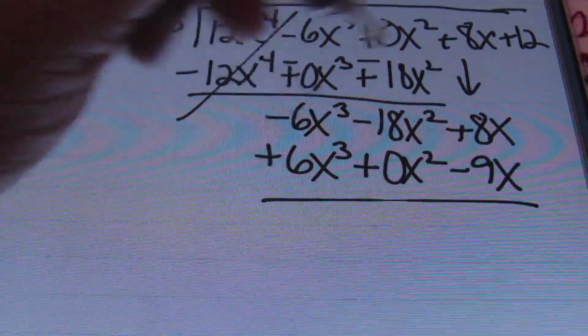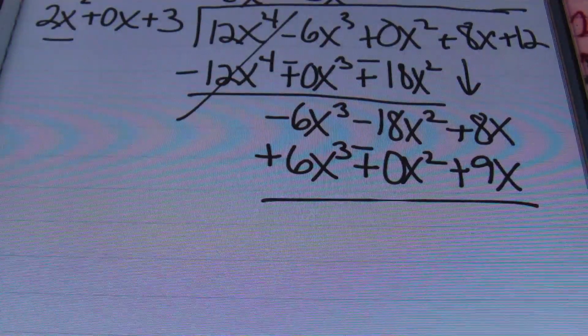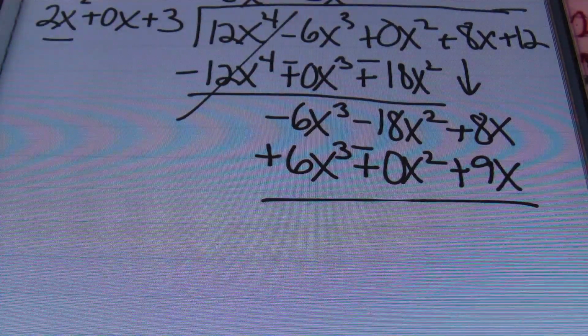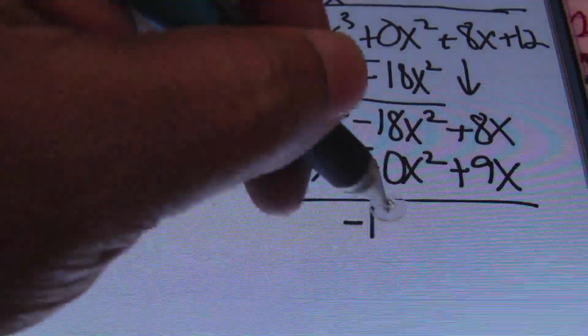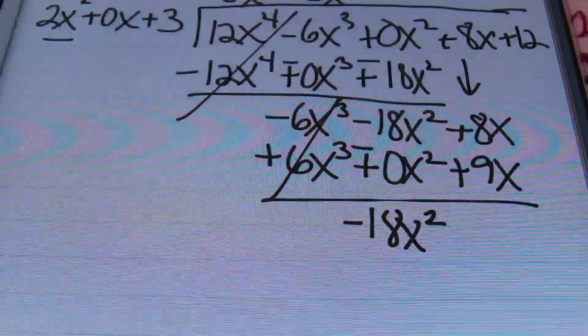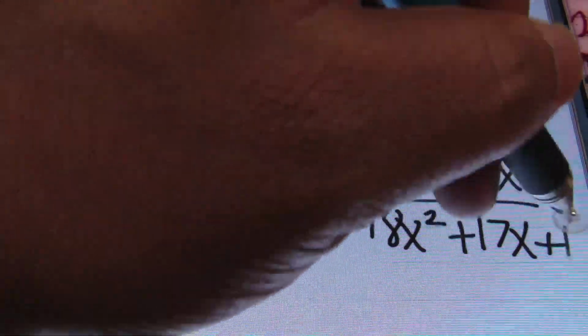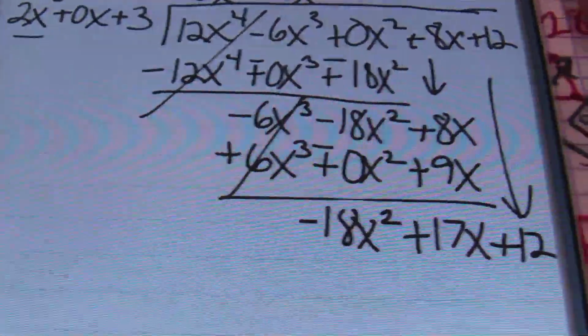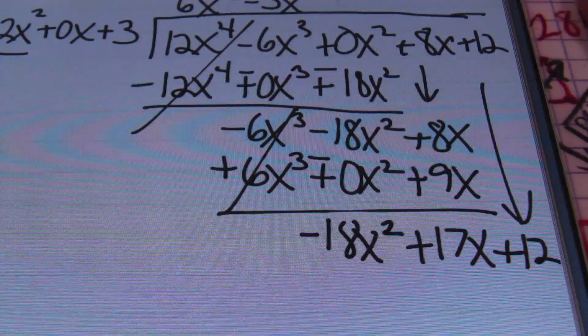So this becomes a positive, that becomes a positive, and if you want to, you can just make that a negative. It won't make a difference. All right? So what happens with the 6x cubes? They cancel. I'll then bring down my negative 18x squared, and this will add to give me 17x. And what's happening over here with that positive 12? I'm bringing it down, okay? So I brought down that positive 12, that last term in the dividend.